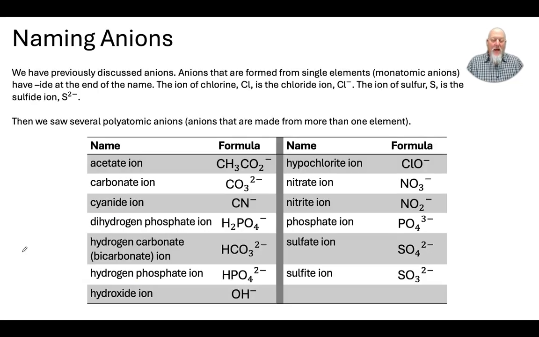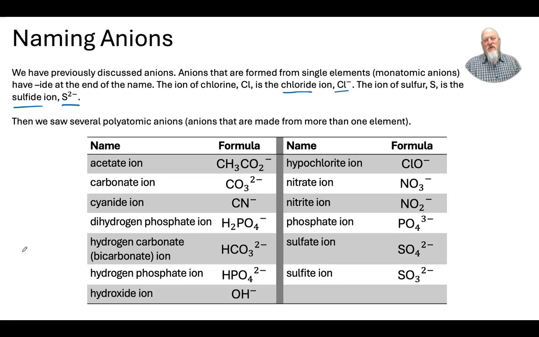Okay, and then the anions. If we have a single element like Cl that becomes an anion, Cl-, we name it by putting -ide at the end of the name of the element. So Cl- is called the chloride ion, -ide at the end. The ion of sulfur is S2-. We call that the sulfide ion.